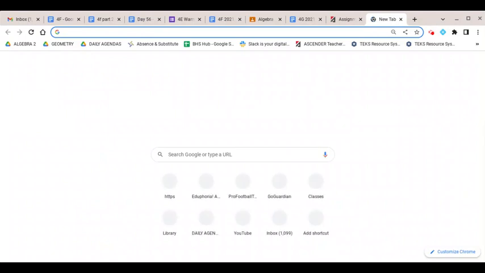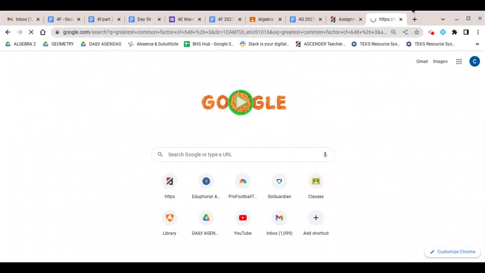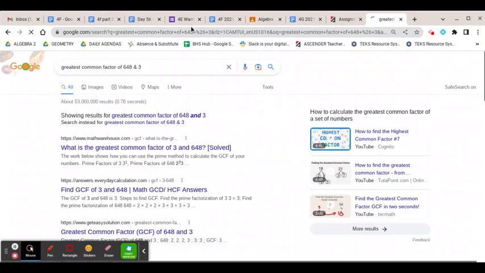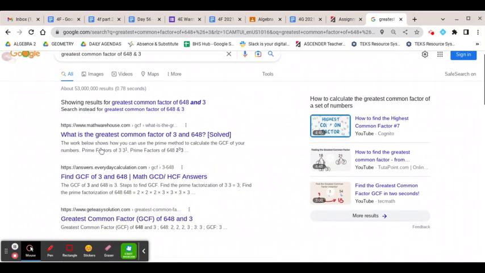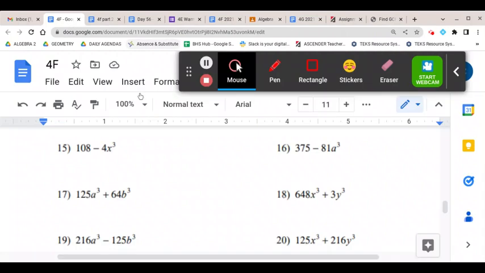We can guess and check, or we can maybe even Google it. Greatest common factor of 648 and 3. Let's see what it comes up with here. The greatest common factor of 3 and 648 is 3. So let's factor out a 3 here.